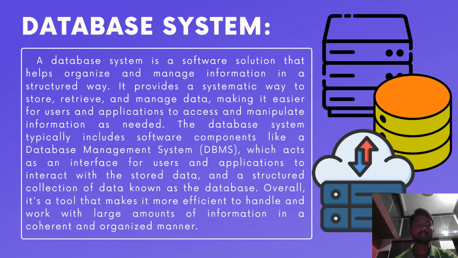Let's see what a database system is. A database system is a software solution that helps to organize and manage information in a structured way. It provides a systematic way to store, retrieve and manage data, making it easier for user applications to access and manipulate the information as needed. The database system typically includes software components like the database management system, which acts as an interface for user applications to interact with the stored data, and a structured collection of data known as the database. Overall, its tools make it more efficient to work with large amounts of information in a coherent and organized manner.